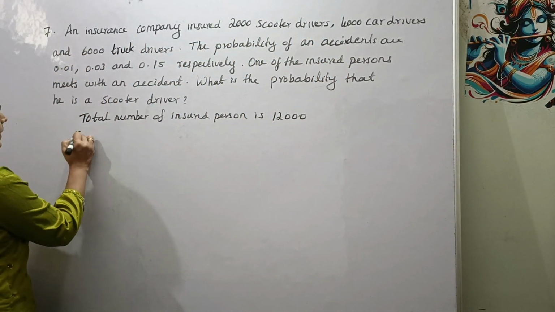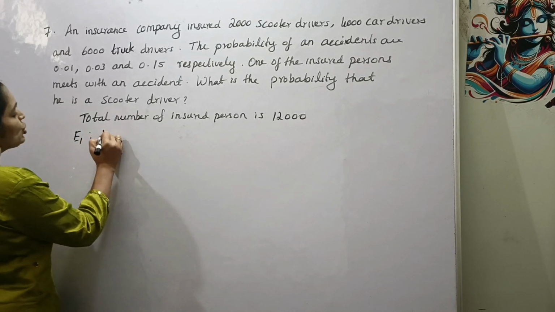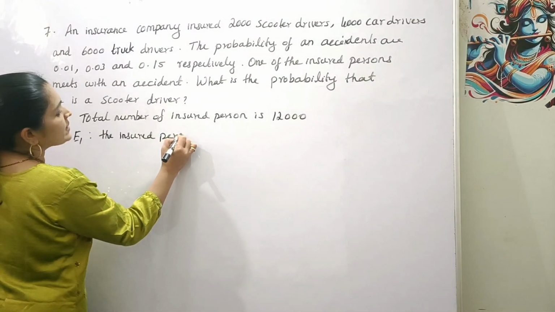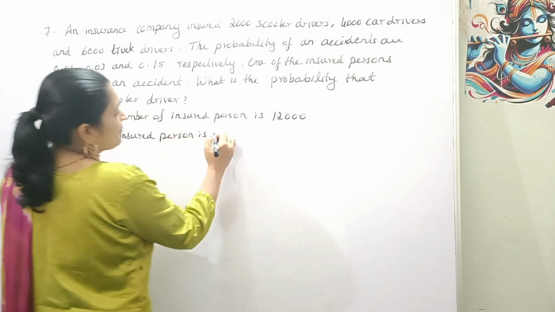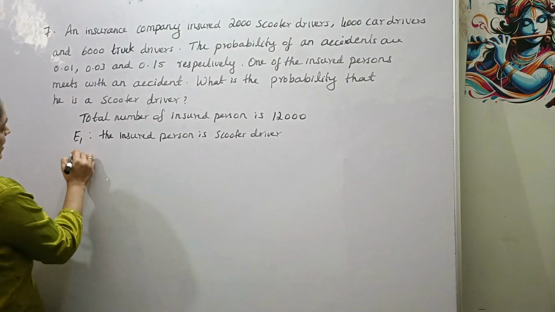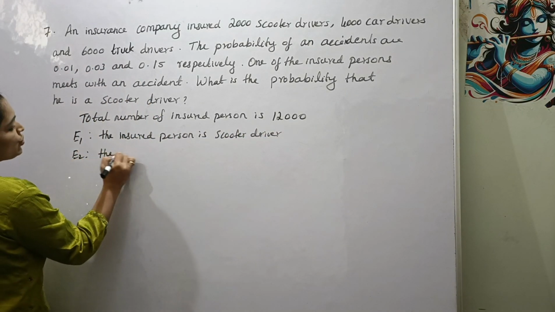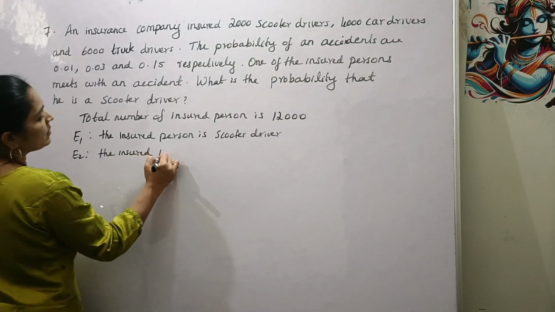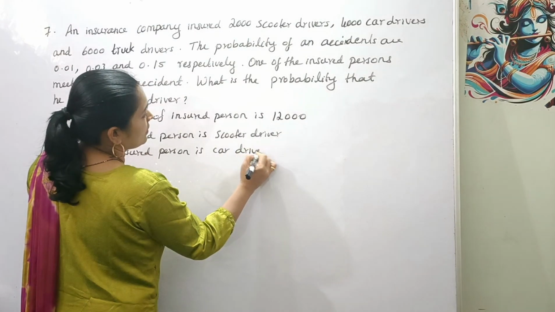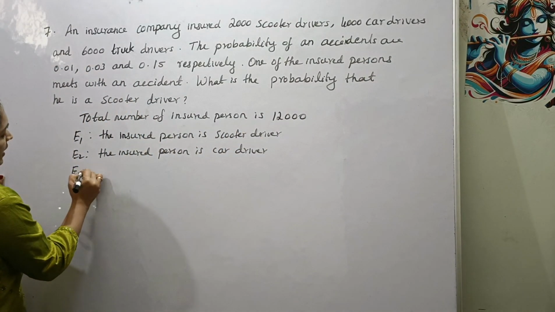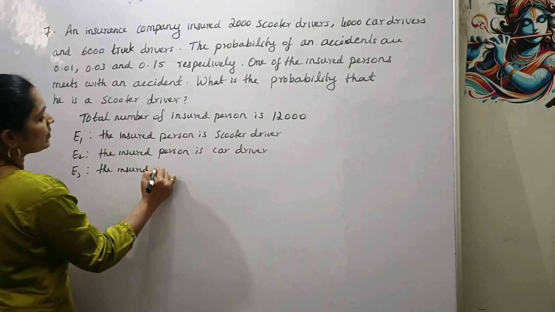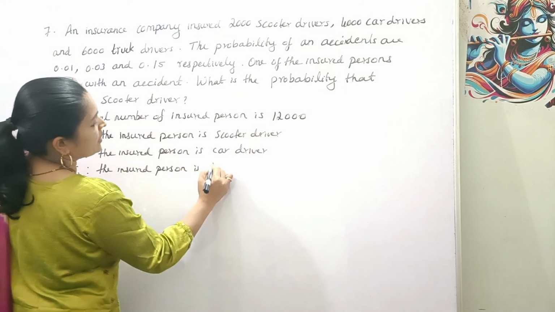So here, let E1 be the event: the insured person is a scooter driver. Okay. E2 be the event: the insured person is a car driver. E3 be the event: the insured person is a truck driver.